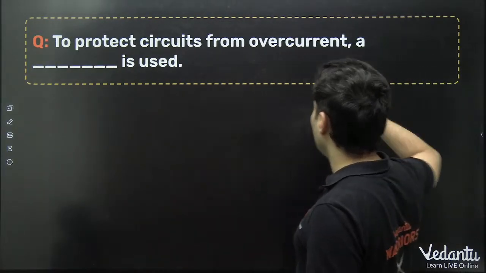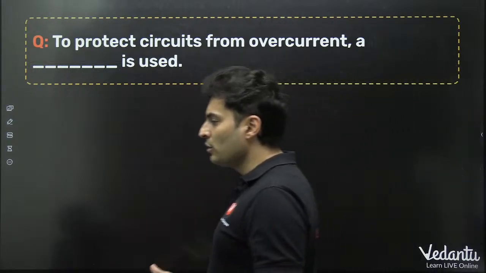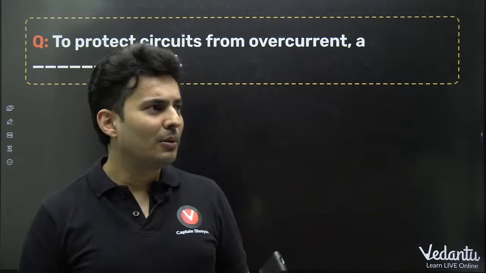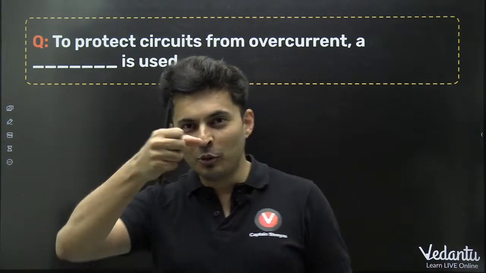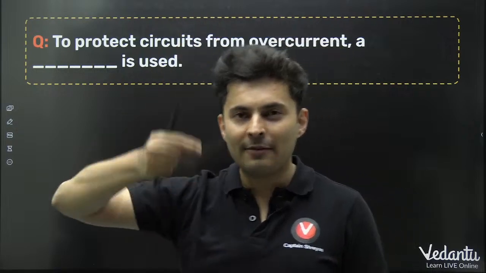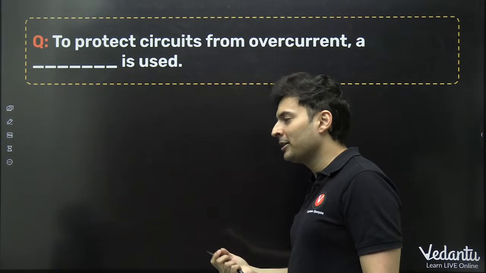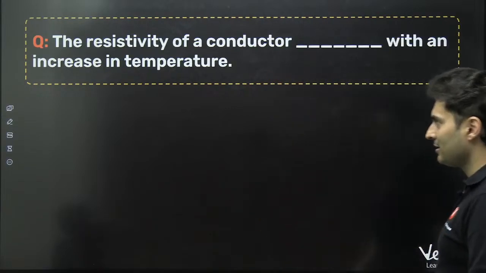To protect circuit from over current, what do you use? What do you use at your homes? You suddenly see a lot of current passes, suddenly high voltage fluctuation. Then you go downstairs and you remove one ceramic thing. What is it having inside? It has a fuse wire. The fuse wire has a low melting point and it melts if the current increases.